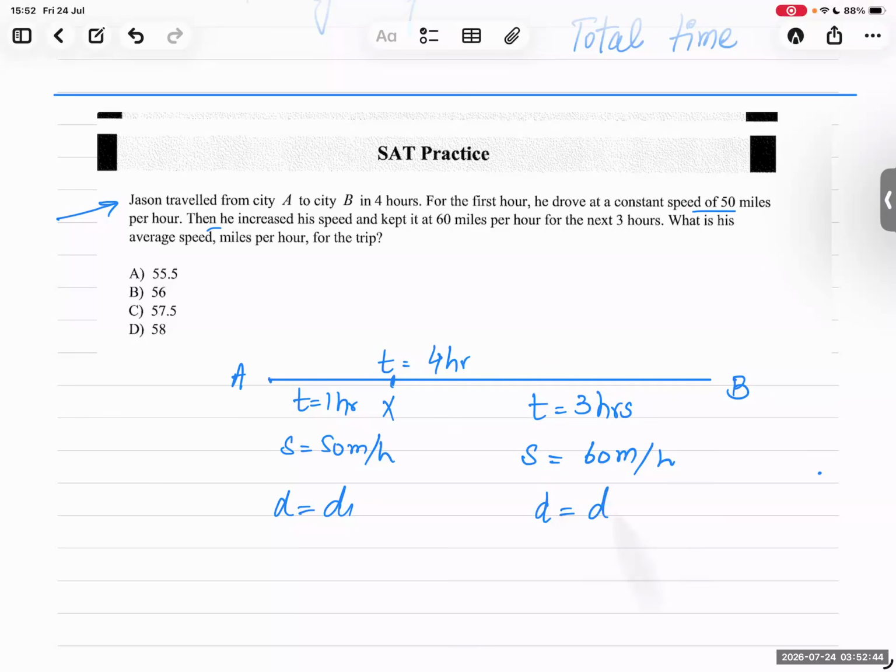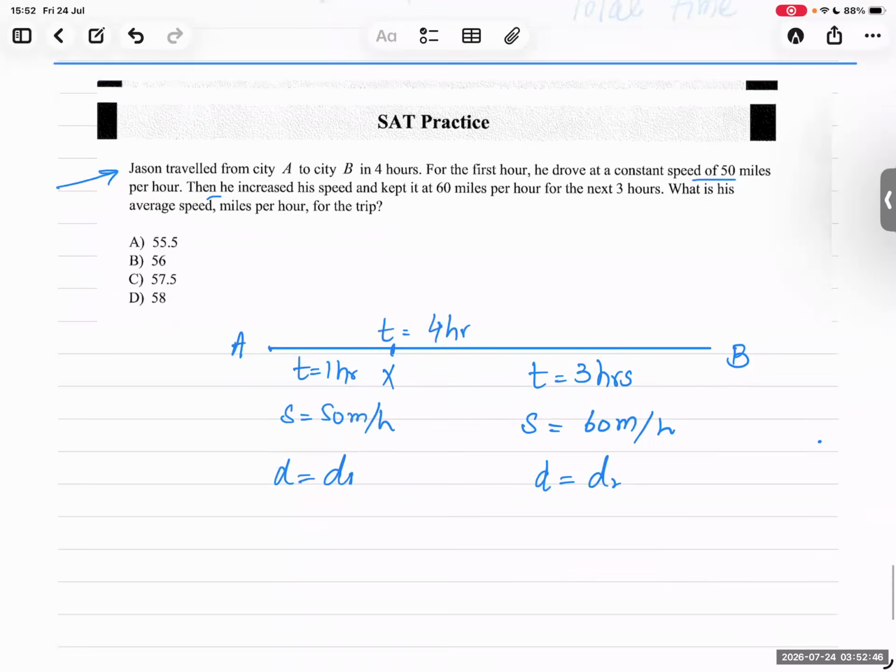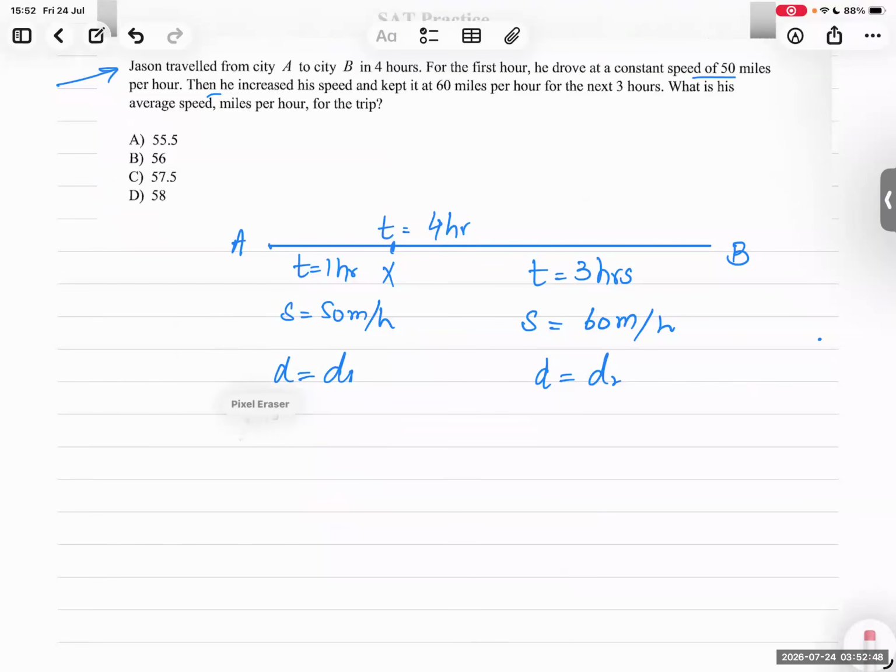We don't know the second part of the distance, but we know the first part. Average speed would be total distance by total time. We have the total time. In the first part, speed is equal to distance by time. Speed was 50, distance we don't know, but time was 1 hour. So d1 is equal to 50 miles.